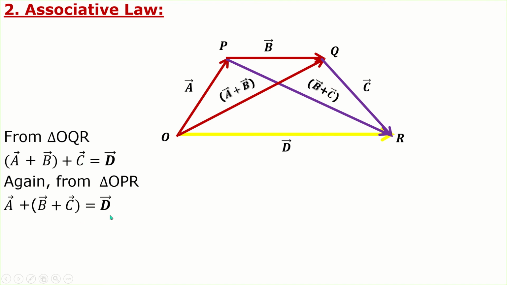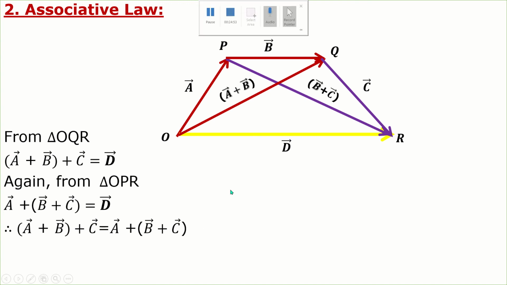This is equal to D, also this is equal to D. Therefore this and this are equal. This is the associative law. Cancellation law.